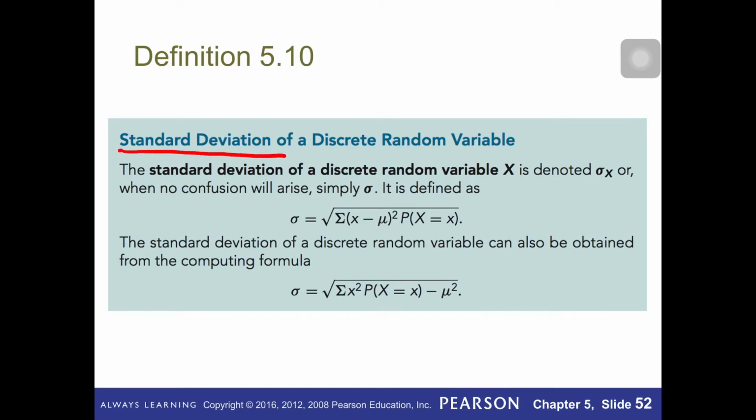The standard deviation of a discrete random variable we denote by sigma. This sigma is equal to the square root of the summation of (x minus mu) squared times the probability of X equal x. You know what mu is? It is the mean or expectation.